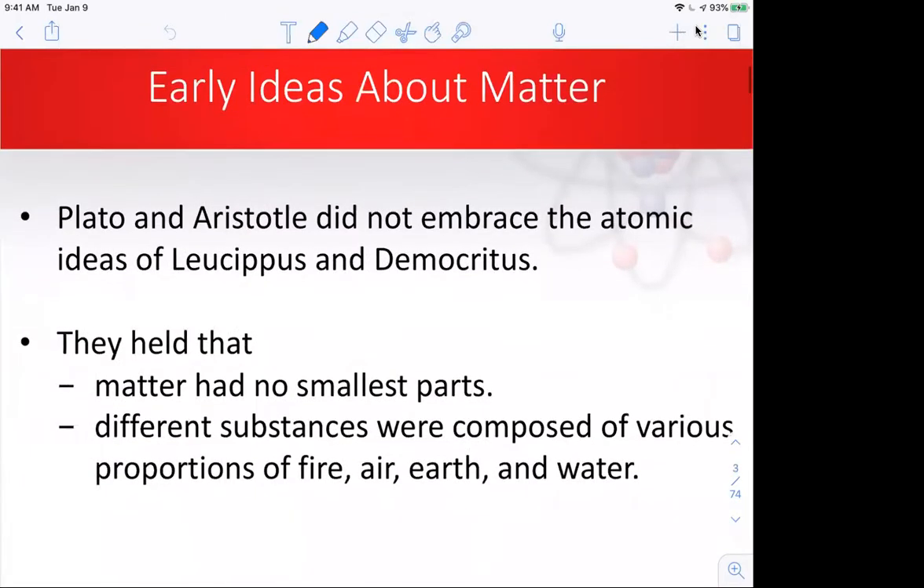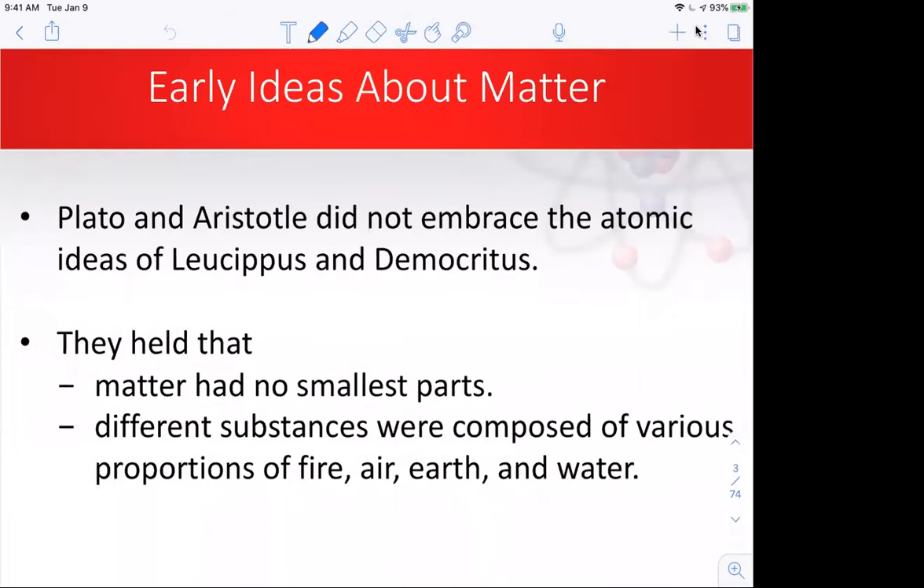Now, in that same time, Plato and Aristotle did not embrace the atomic ideas of Leucippus and Democritus. They held that matter had no smallest parts and that different substances were composed of various proportions of fire, air, earth, and water. Unfortunately, their ideas prevailed at the time. Again, there was no way to experimentally determine which group of scholars was correct. They actually were more popular in terms of impact in their society at the time.